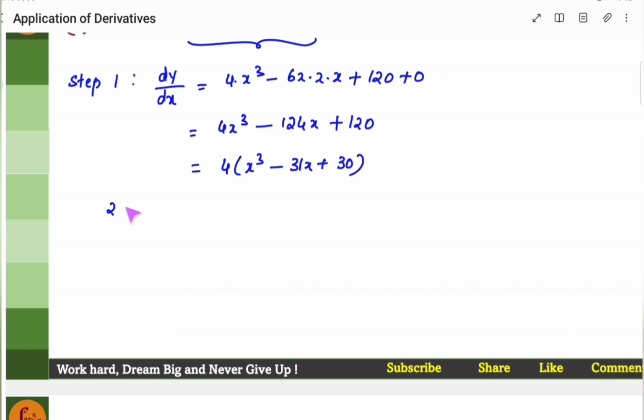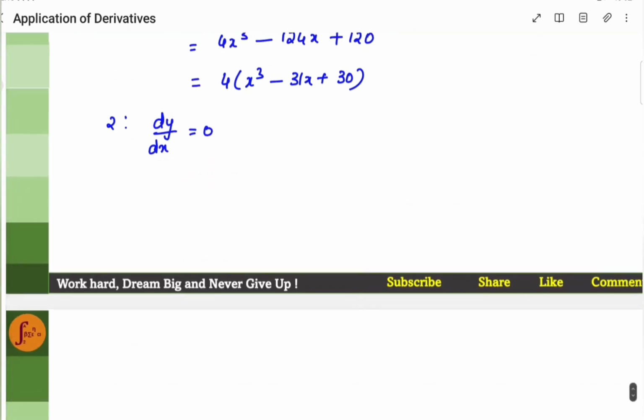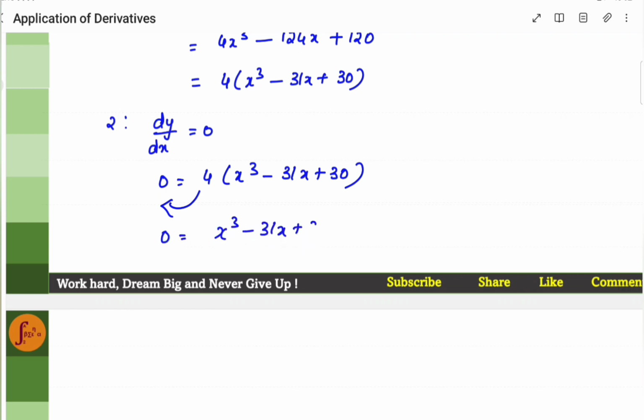So I'll get x cube minus 31x plus 30. Now step 2 is put dy by dx as 0. So I'll get 0 is equal to 4 into x cube minus 31x plus 30. So if I shift 4 here, 0 by 4 is going to become 0. So I'll get x cube minus 31x plus 30.